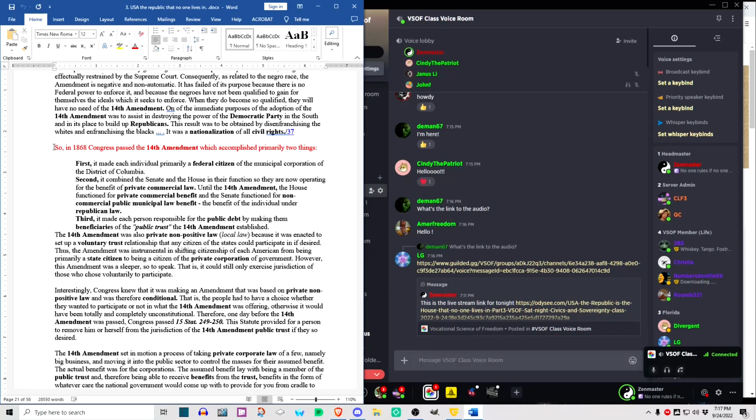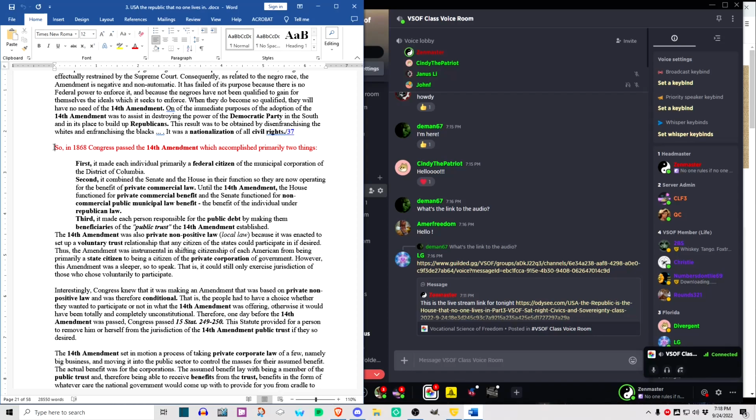Third, it made each person responsible for the public debt by making them beneficiaries of the public trust the 14th Amendment established. The 14th Amendment was also private, non-positive law because it was enacted to set up a voluntary trust relationship that any citizen of the states could participate in if desired. Thus, the amendment was instrumental in shifting citizenship from being primarily a state citizen to being a citizen of the private corporation of government. However, this amendment was a sleeper, so to speak. That is, it could still only exercise jurisdiction over those who chose voluntarily to participate.